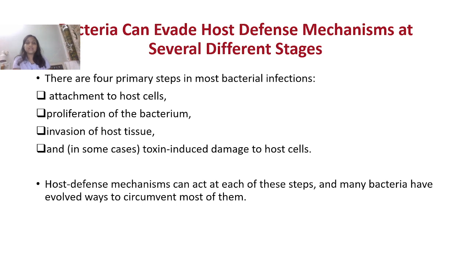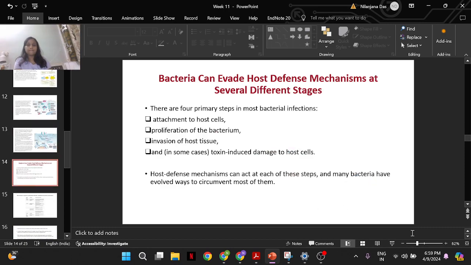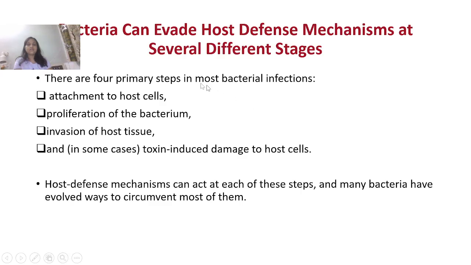So these are the primary steps in most bacterial infection. First, they will attach to the host cell. There will be proliferation. There will be invasion of the host tissue, and there will be toxin-induced damage to the host cell. So, host defense can act at each of these steps, and many bacteria, as I told, have evolved ways to circumvent most of them.